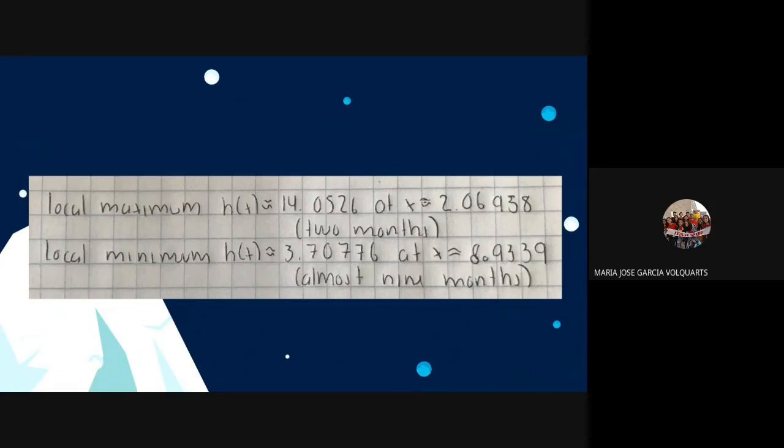For the local maximum, we got h of x equal to 14,526,000 at x equal to 2.6938. But taken in the measurement needed, it represents 2 months. On the other hand, the local minimum gave us h of x equal to 3,70,776 at x equal to 8.9339, which represents almost 9 months.